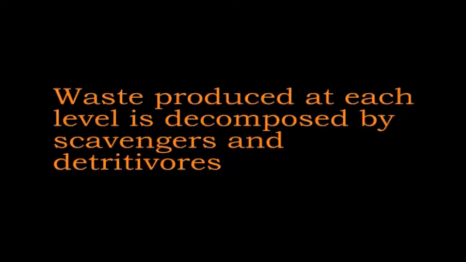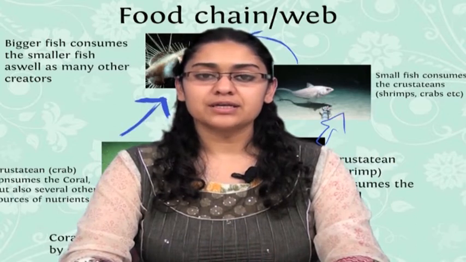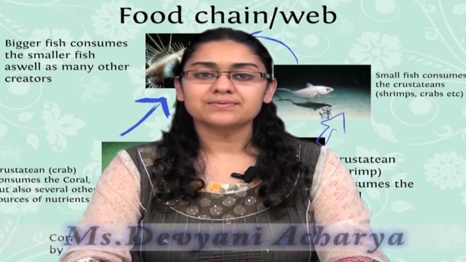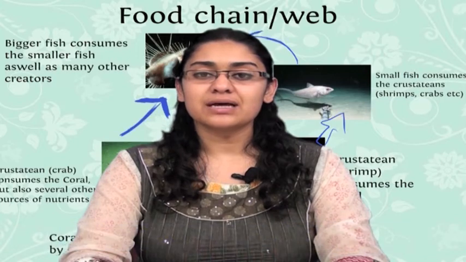Waste produced at each level is decomposed by scavengers and detritivores. Ecosystem, which is made up of abiotic, that is, non-living, as well as biotic, that is, flora and fauna components, requires the transformation and transfer of the energy.